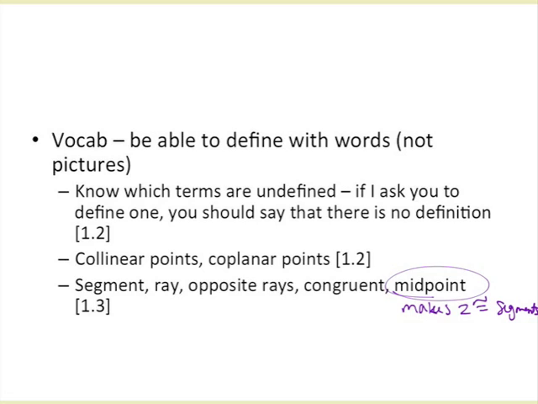A bisector is more than a point. So a midpoint is a point. A bisector is more than that. So a ray, a segment, a line, a plane that goes through the midpoint.